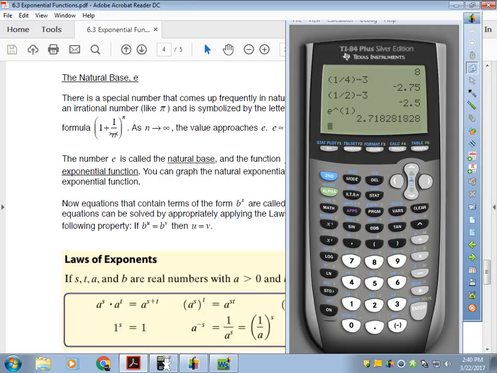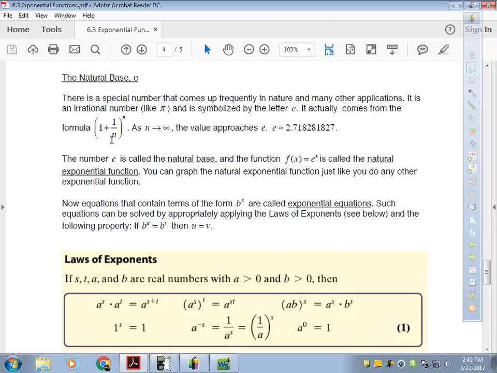Now, where does e come from? It actually comes from this formula here, 1 plus 1 over n, all raised to the n power, and we make n approach infinity. As n approaches infinity, this expression is going to get closer and closer to this number e. Now, if you want a proof of that, you might want to take Calculus 2, because in Calculus 2, you can learn about things like L'Hopital's rule for solving problems like this, and you can prove that this is actually e.